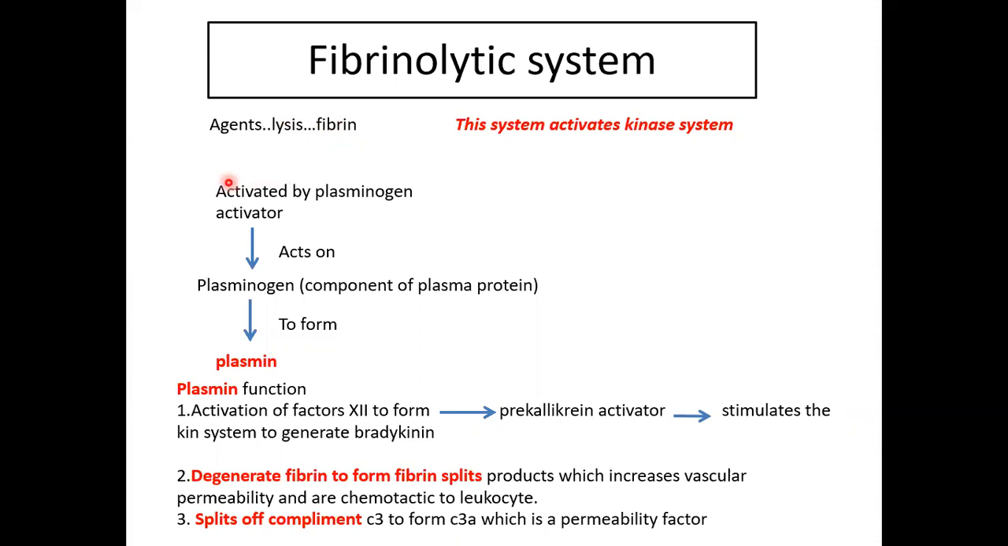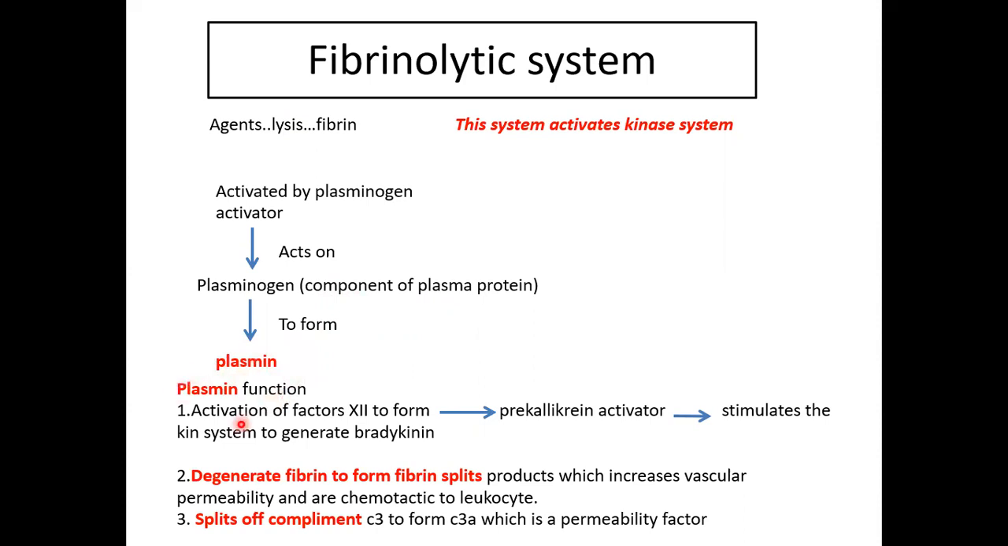Now this is activated by plasminogen activator. So first it is activated by what? Plasminogen activator. First of all, the plasminogen activator will be activated. Now we are acting on what? Plasminogen. And plasminogen is a component of plasma protein. Now it forms plasmin.